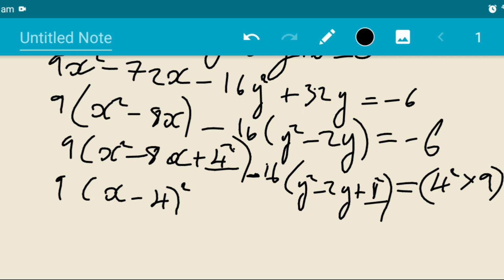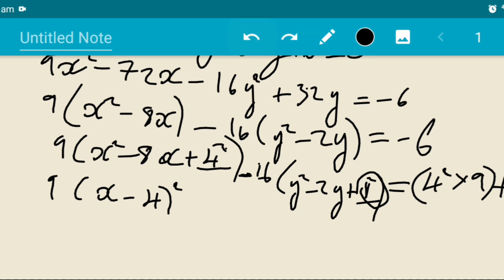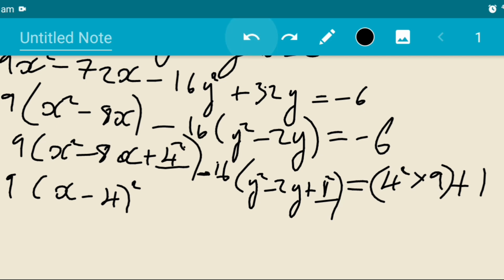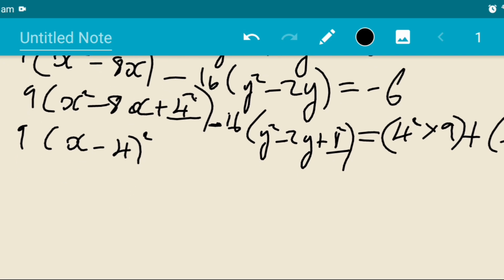Now because we've added 1 squared on one side, we're supposed to do the same on the other side. We didn't just add a 1, and this 1 has to multiply with negative 16. So we've added 1 times negative 16. Let's simplify. This is negative 16, then we've got y squared minus 2y plus 1.